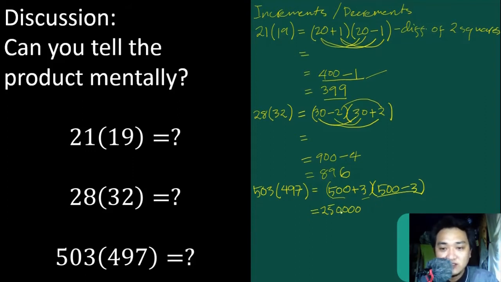So, that is 250,000 minus 3 times 3, or 3 squared, that is 9. So, sa madaling salita, yung difference ni 250,000 at saka ni 9 is 249,991. So, paki-check na lang po sa calculator nyo kung tama yung ating product.